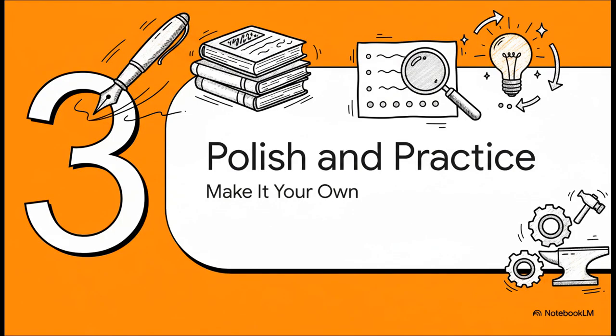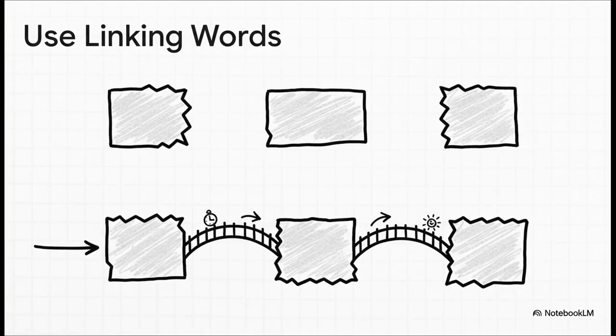Okay, so building the paragraph is step 1. But now, let's talk about polishing it up. This is where you go from just following the rules to really making the writing your own. It's what separates the good from the great. So here's a fantastic little trick for polishing your work. Use linking words. Seriously, think of words like then, while, or after that as bridges between your sentences. They connect everything together and help you avoid that choppy, robotic sound, making the whole thing flow beautifully.